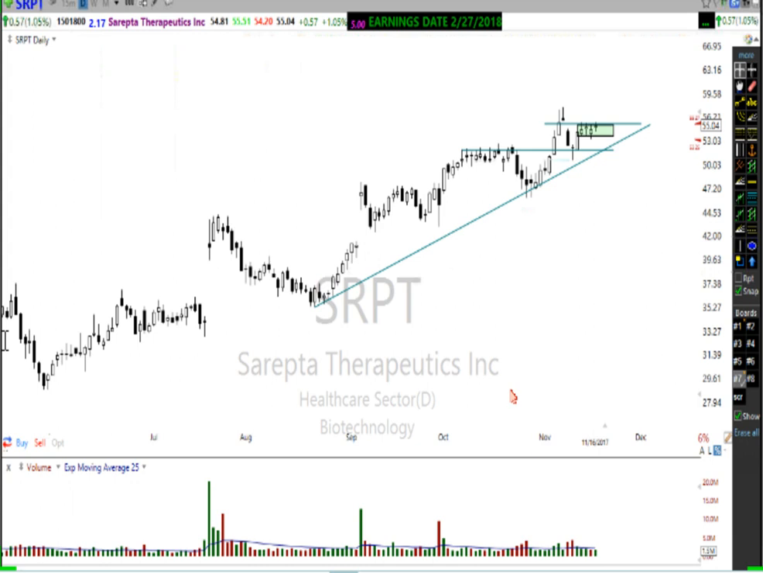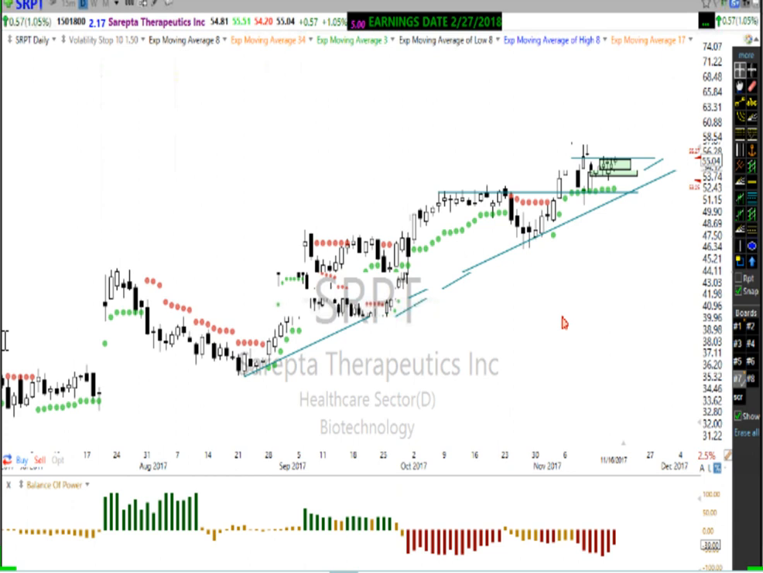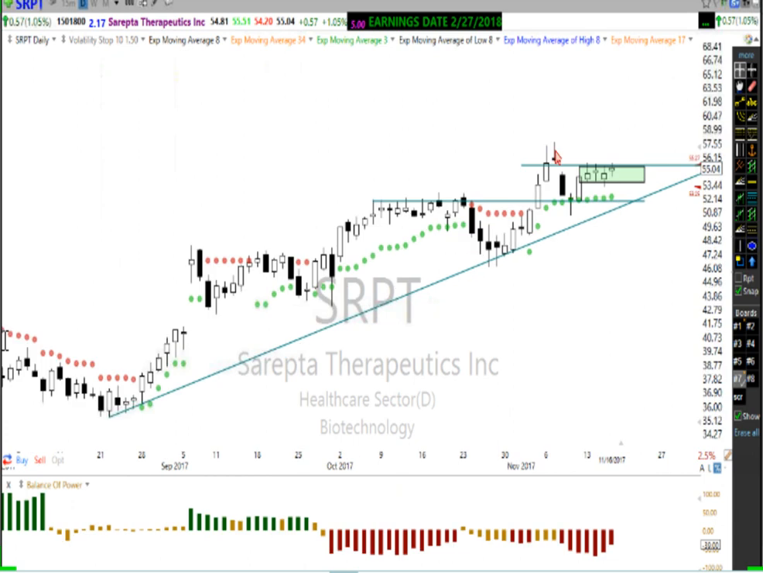If I throw my volatility stop indicator on there, notice that we've crossed from red to green, we've pulled back, and what did we do? We held price support with a beautiful morning star signal right there. Bullish signal responding to trend, responding to support, and now we've got a nice little consolidation where we can potentially enter this trade as soon as it breaks out.